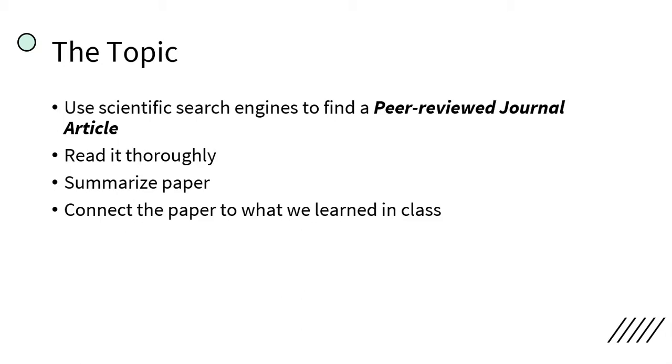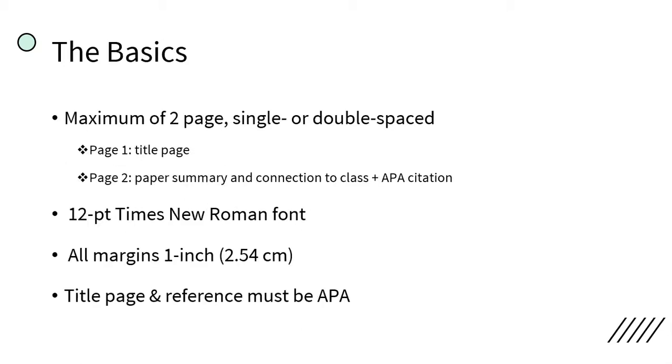So again, the basics are the exact same as last time, where it's a maximum of 2 pages. You can do single-spaced or double-spaced, I don't care. And just a reminder that your page 1 is the title page, and page 2 includes the paper summary and the connection to class, as well as the APA citation, okay? So it's a total of 2 pages, including everything.